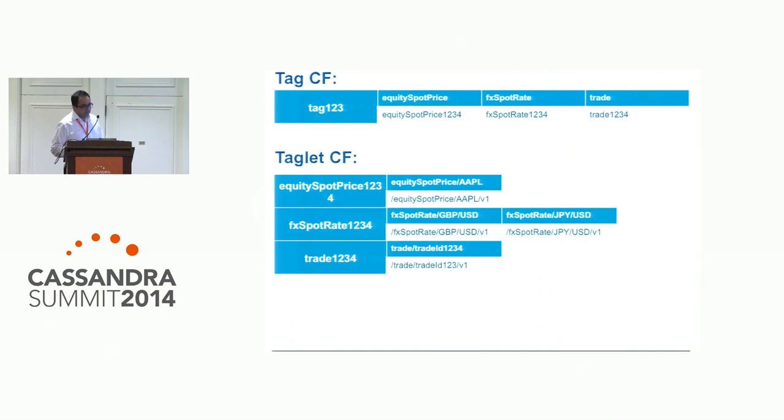So what we did was we refactored our Cassandra storage to resemble something like this. We introduced this concept of a taglet, and a taglet represents a grouping of market data. In this case, we have three taglets: an equity spot price, an FX spot rate, and a trade taglet. In this example they only have a couple of elements, but in a real example you'd see thousands, tens of thousands of elements associated to each taglet. Then we reference the taglet to the tag. So for instance, the equity spot price for that tag references the equity spot price taglet. The same for the FX spot rate, and the same for the trade as well.